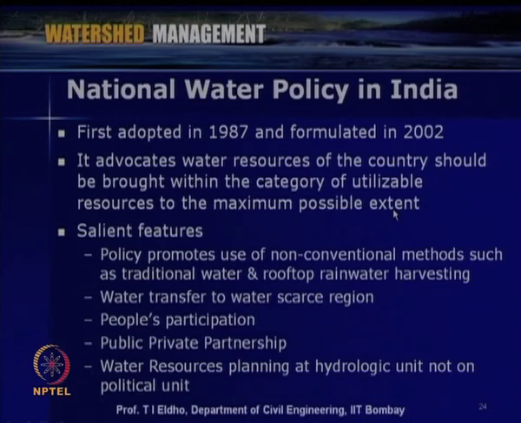There are various sectoral needs like the agriculture sector, the industrial sector or the domestic sector, and all these needs are to be considered to the maximum possible extent. Those were some of the important aspects of the national water policy. Then some of the salient features are listed here. This national water policy promotes the use of non-conventional methods such as traditional water harvesting, then rooftop rainwater harvesting, etcetera.